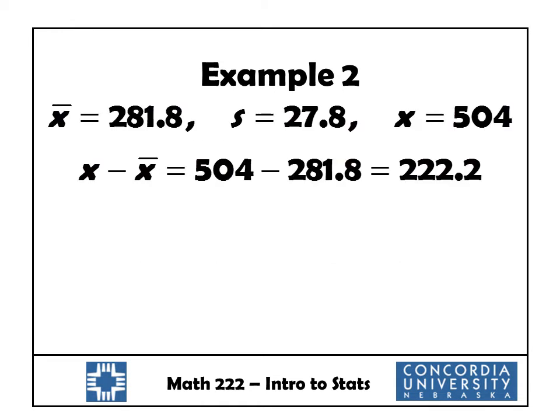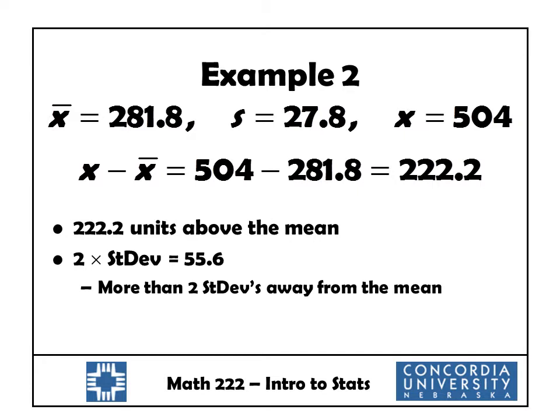Here we have a mean of 281.8, a standard deviation of 27.8, and our x value is 504. Let's look at the distance from the mean, x minus x bar. That comes out to be 222.2. It's positive, so that means we're 222 units above the mean. If we take 2 times the standard deviation, that comes out to be 55.6. So 222 is obviously more than 2 standard deviations, and so again we are more than 2 standard deviations away from the mean, and so this x value of 504 is unusual in this context.